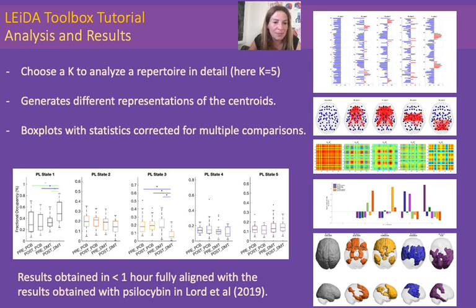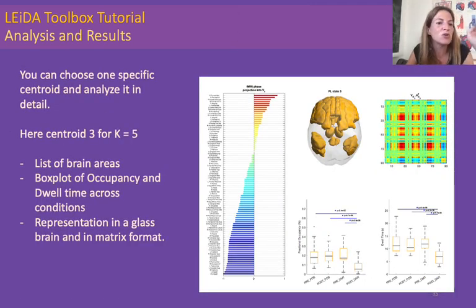Here we show, for example, that it also generates automatically the plots for the statistics: the global state increases during DMT and the frontoparietal network decreases. These results are obtained in less than an hour, and they were fully aligned with the results that we published in 2019 with psilocybin, showing exactly the same effect, a suppression of the executive control system. There is some relationship because they both affect the serotonergic system. Then you can choose one specific centroid and analyze it in detail.